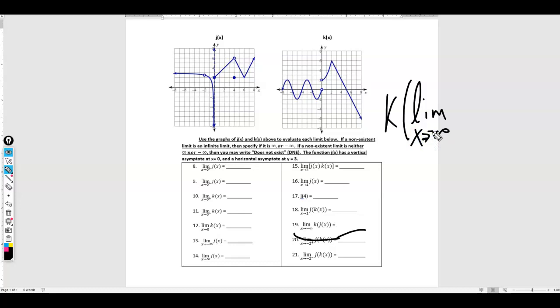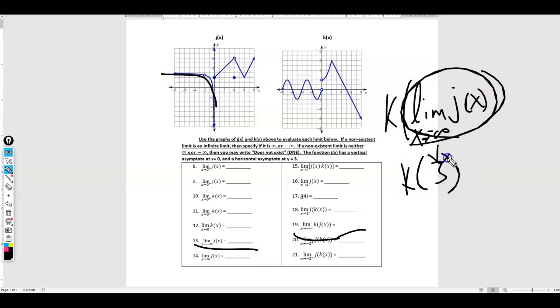Approaching negative infinity of the j function. All right, so what is the limit of j of x as x goes to negative infinity? Well, we already talked about that back here on this one. As we go off to negative infinity, it's approaching 3. So this becomes k of 3, right about here, and that's a value of 4. So that would be our answer for that one.